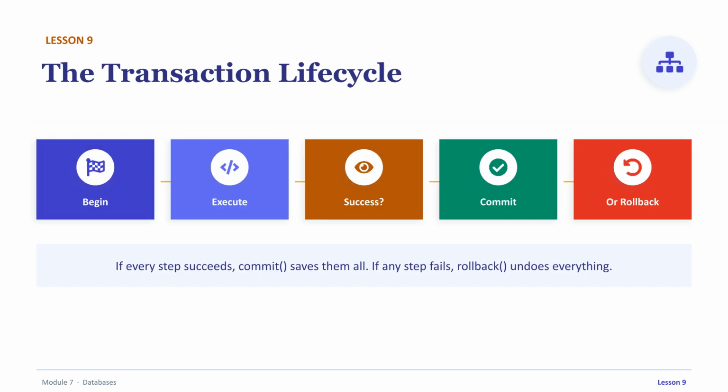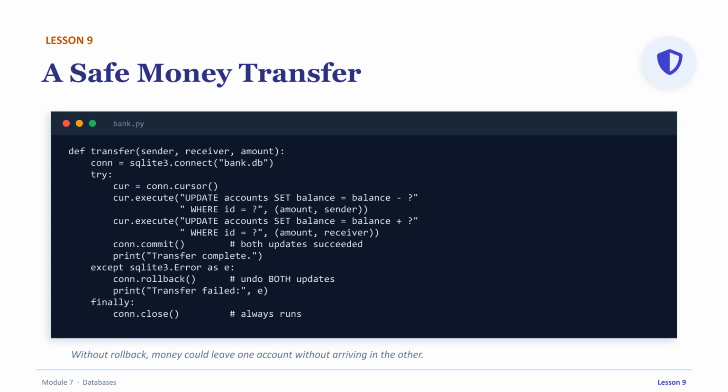A transaction has a clear life cycle. You begin, execute your operations, and check for success. If everything worked, you commit, and all changes are saved together. If anything failed, you roll back, and it's as if nothing happened. All or nothing.